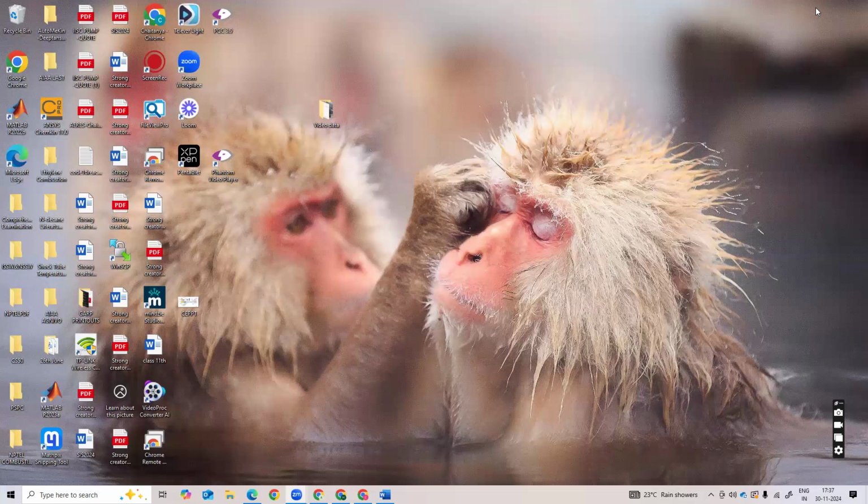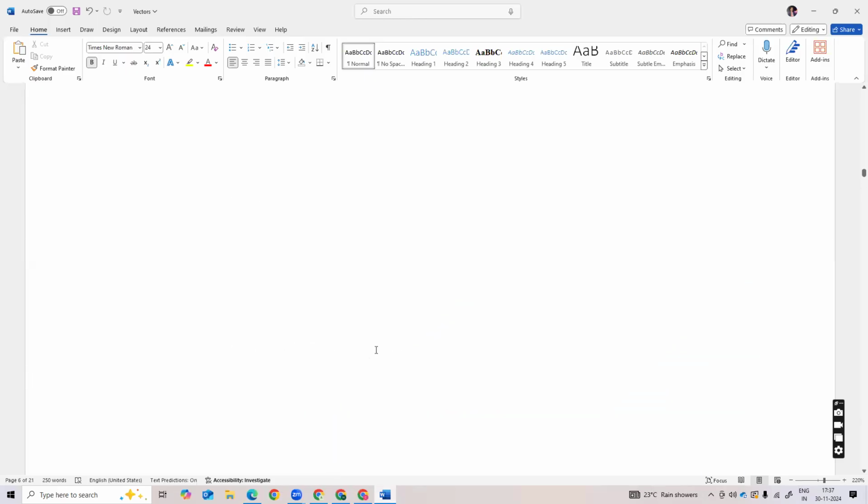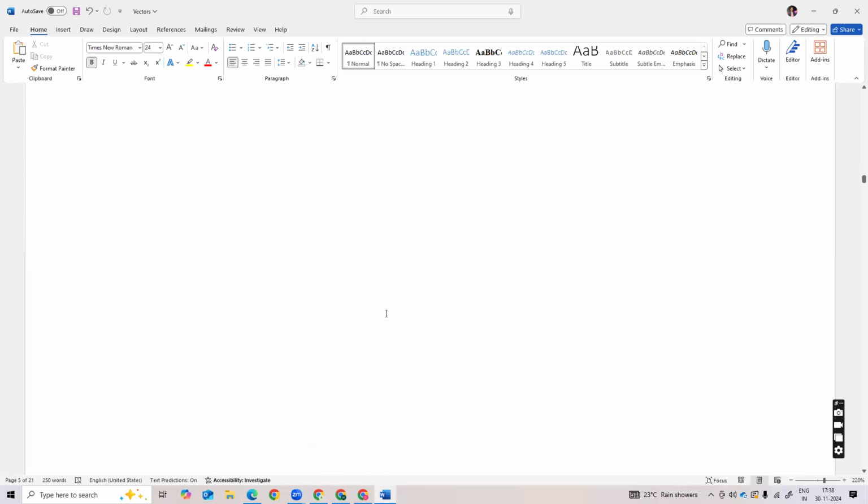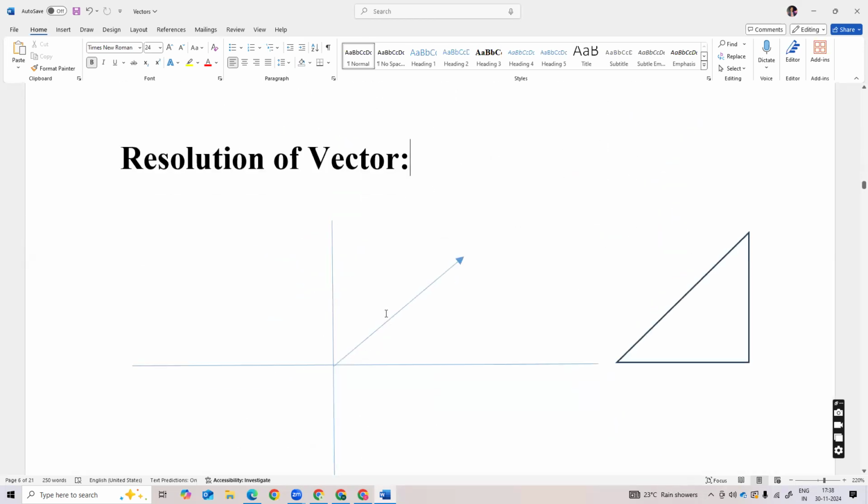Okay. So you should always remember, when you are measuring the angle between two vectors, either its tail should match the tail of the other vector or their heads should match. Okay. So now we will start with resolution of a vector.